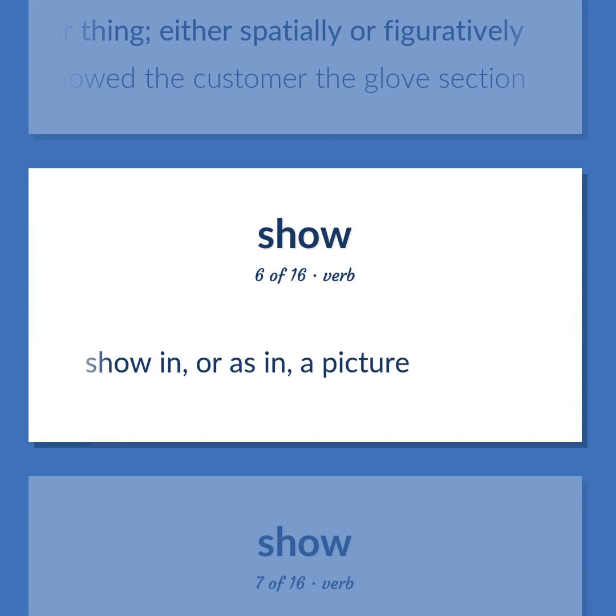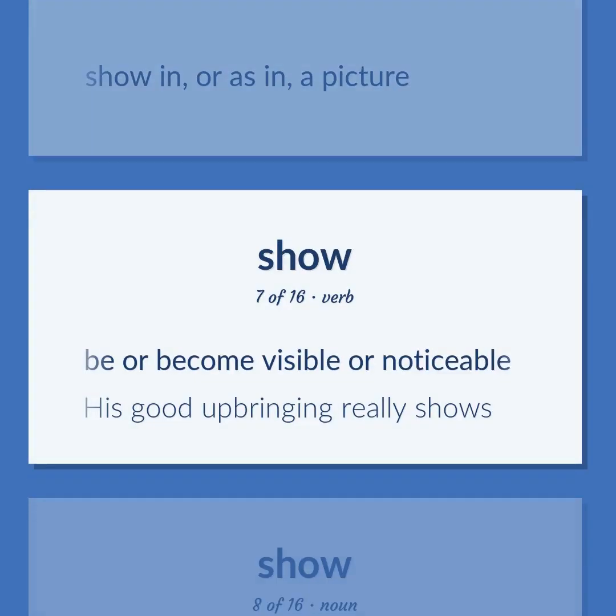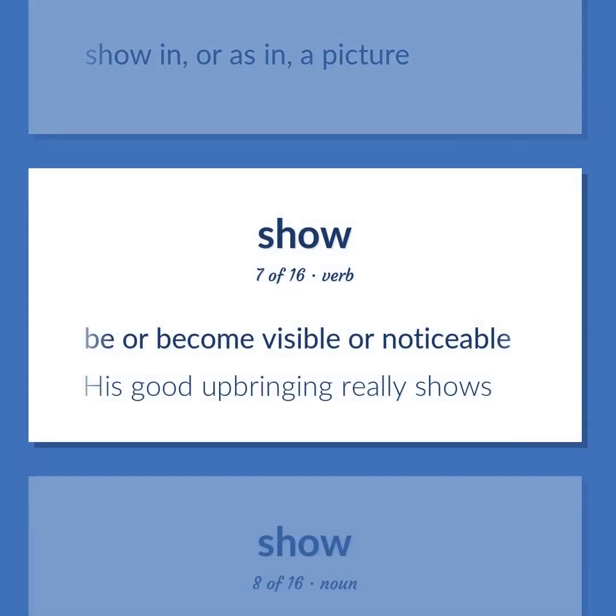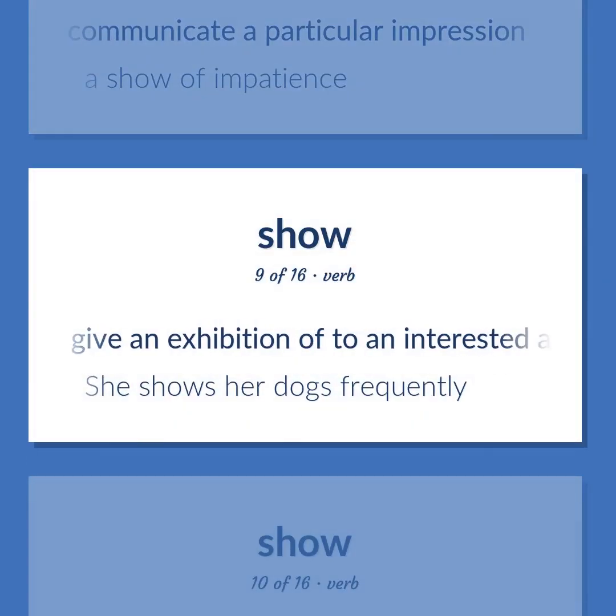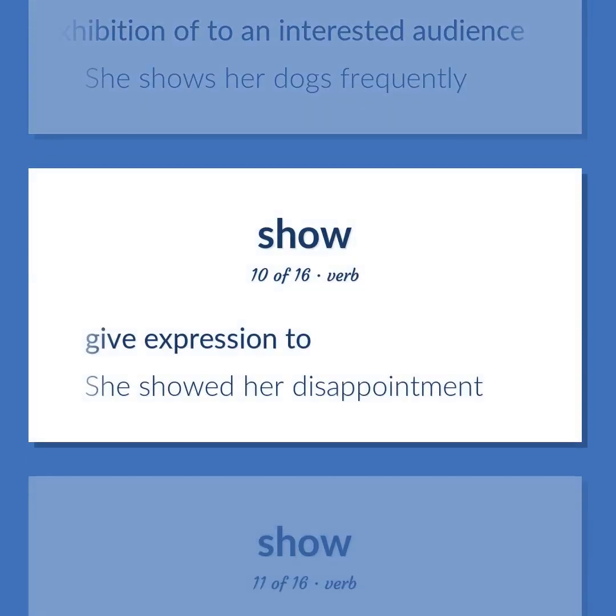Show in, or as in, a picture. Be or become visible or noticeable. His good upbringing really shows. Something intended to communicate a particular impression. A show of impatience. Give an exhibition of to an interested audience. She shows her dogs frequently. Give expression to. She showed her disappointment.